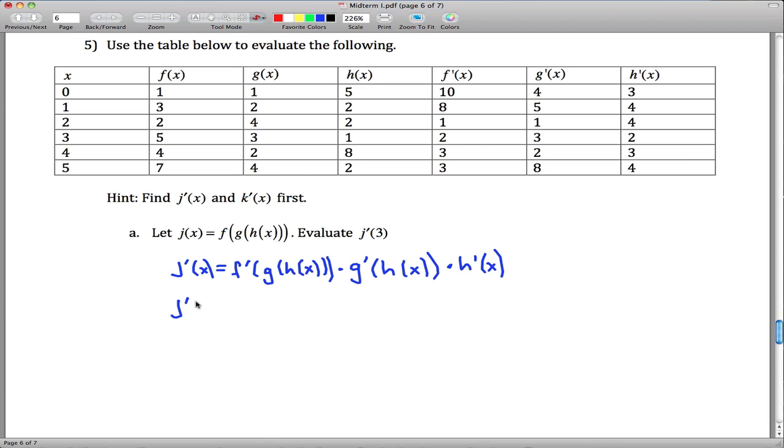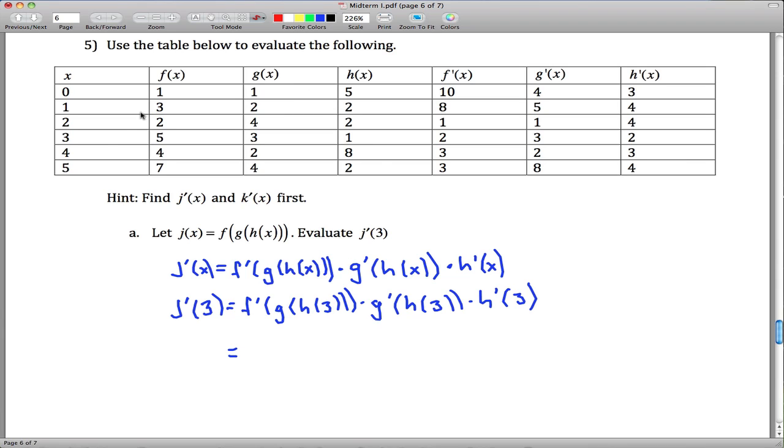What we want is j prime of 3. So replace all the x's with 3's. Now it's just an exercise in looking numbers up off a table.